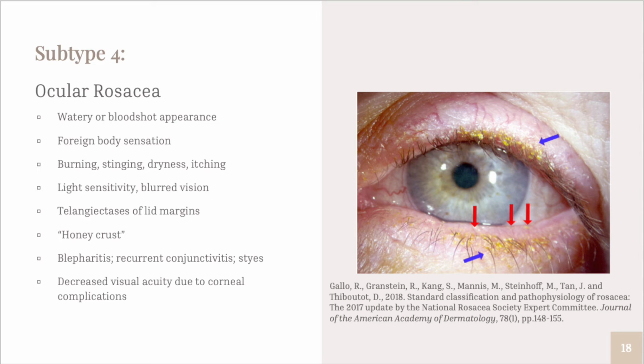Some signs include watery or bloodshot appearance, foreign body sensation, burning, stinging, dryness and itching, light sensitivity and blurred vision, telangiectasia of the lid margins, which you can see the red arrows pointing to, a honeycrust, which is waxy buildup at the base of the lashes, and you can see the blue arrows pointing to that. Other eye conditions can result from ocular rosacea, and this includes blepharitis, recurrent conjunctivitis, styes, as well as a decreased visual acuity due to corneal complications.